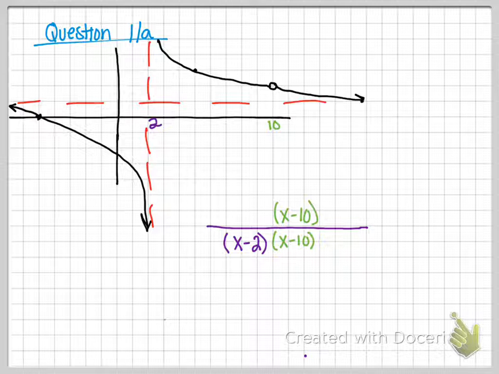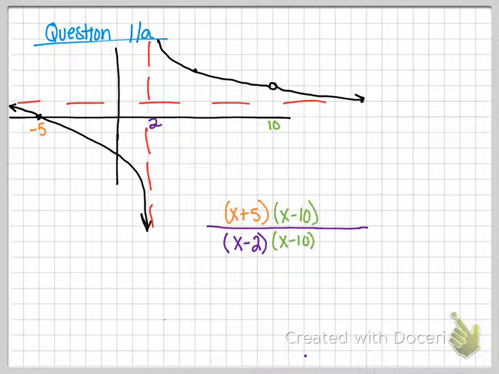The next thing that I want to do is take a look at my x-intercepts and my horizontal asymptotes. You can see that I have an x-intercept at -5, and so therefore I will need that factor to go in my numerator. So I'm going to have a factor of x plus 5 in the numerator.